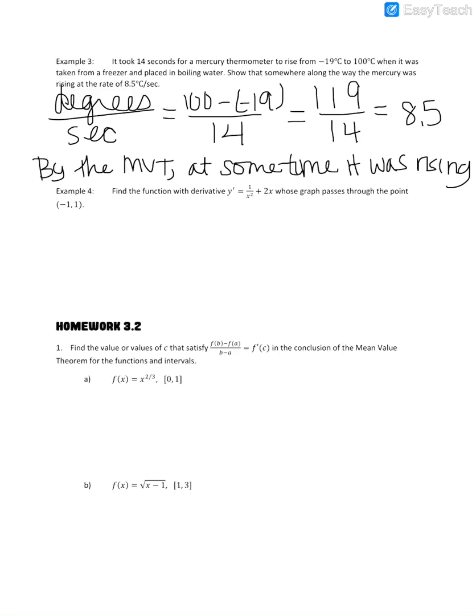Okay, number 4. Find the function with derivative y prime equals 1 over x squared plus 2x, whose graph passes through the point (-1, 1). This is a little bit different. It actually has nothing to do with the mean value theorem, so we're just going to do this problem. We're kind of leading towards antiderivatives. So let's rewrite this as x to the negative 2 plus 2x. Our job here is to find a function that when I took its derivative, I would get this.